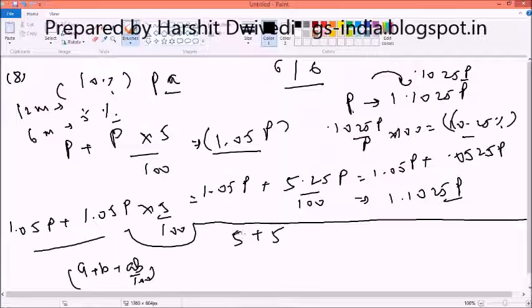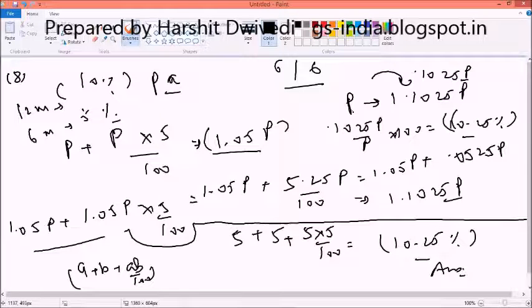Supposing a as 5 and b as 5, it will become 5 plus 5 plus 5 into 5 by 100. Through this method also I reach 10.25%. So just by using a plus b plus ab by 100, I can say that the interest coming out is 10.25%. Basically this is compound interest. This a plus b plus ab by 100 we will use in compound interest. And maybe at this point of time you are not able to understand why I have used this a plus b plus ab by 100.